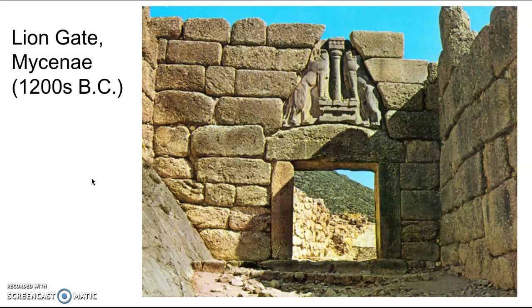The doorway itself is done in the post and lintel style, but is topped with a triangular relief sculpture depicting two lions. The lions flank a Minoan-style column, meaning that it tapers at the bottom, which is also a symbol of the nature goddess, thus showing the lion's deference to her.